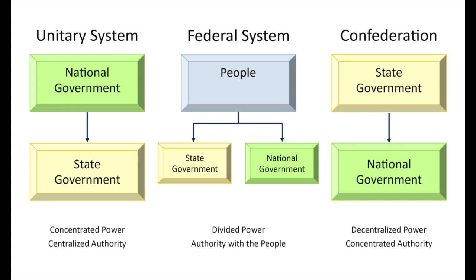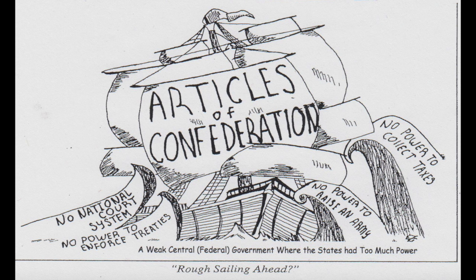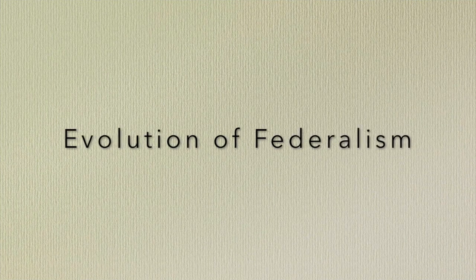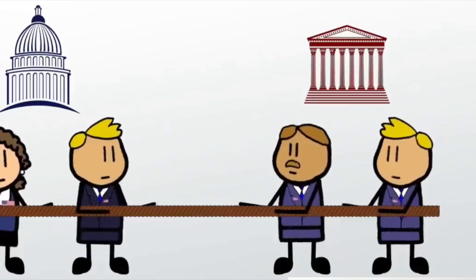In a unitary system, the authority is from the national government to the states. A confederation is when authority is held within the states. America's foundation, as established in the Articles of Confederation, shows difficulties that can arise with this system. The establishment of strong states and a weaker national government created challenges when addressing national issues such as war debt and foreign affairs.